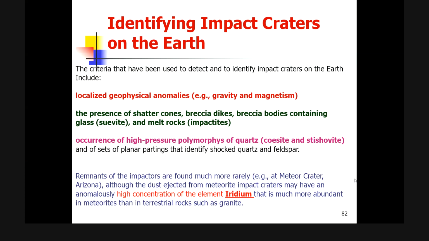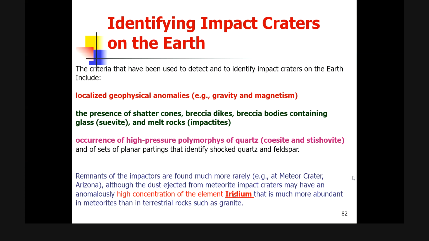On the Earth, since most of the evidence has been erased, right? So they are localized geophysical anomalies, both gravity anomaly, magnetic anomaly, presence of shatter cones, breccia dikes, molten glass phases, silicate glasses, suevite, melt rocks, impactites, and most importantly, the presence of high pressure, high temperature polymorphs of the mineral quartz, right? Something that would only have been stable in the deep interiors of planetary bodies, but if we are still finding it on the surface, that means it is in metastable equilibrium and possibly formed because of a collisional event that had produced those kind of pressures and temperatures for a few seconds, converting the normal polymorph of alpha quartz into coesite and stishovite, right?